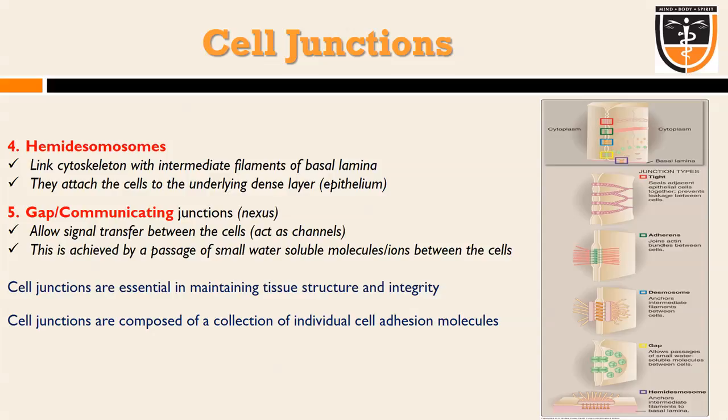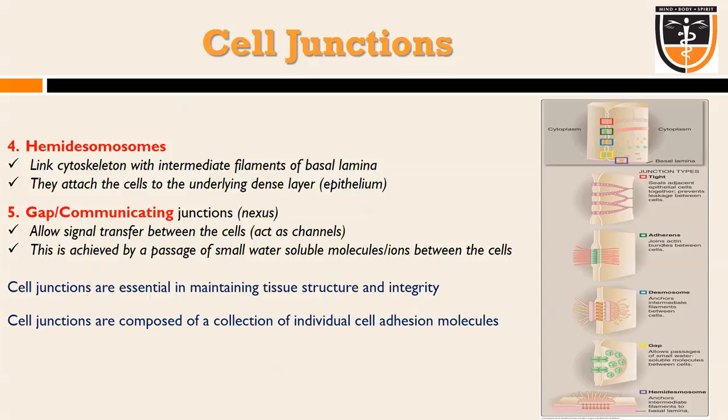Gap and communicating junctions, also known as nexus, the fourth from the top, the green one, are actually very cool, and I really like them too. A characteristic of gap junctions, or nexus, is that they allow signal transfer between the cells. They're like channels. They carry information from one cell to the other. Cells will talk. It's like a cell phone of the cells, okay? They exchange information, and this is achieved by the passage of small molecules or ions between the cells.